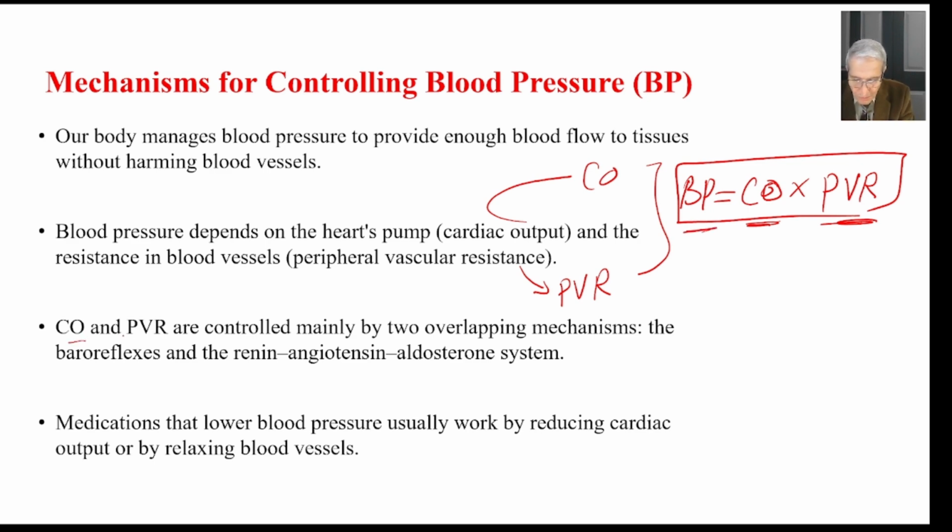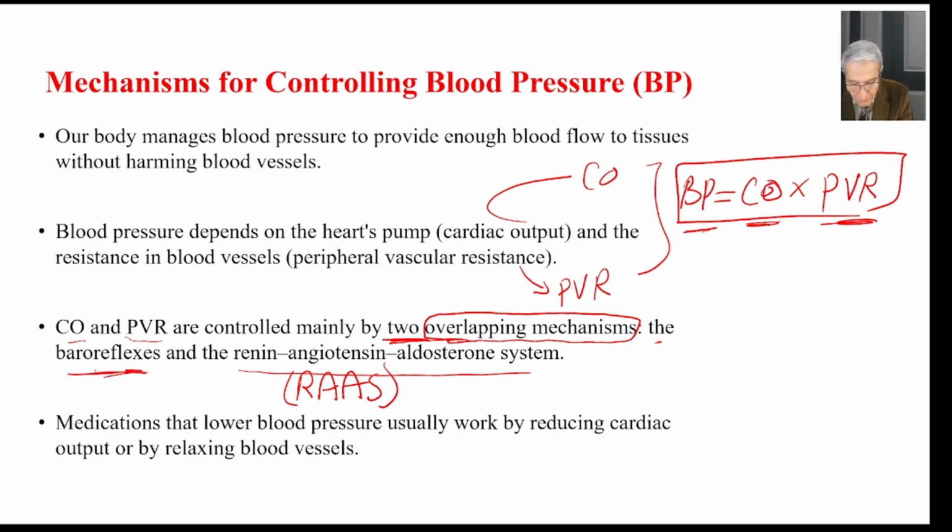Cardiac output and peripheral resistance are controlled mainly by two overlapping mechanisms. This is an important topic and concept in hypertension. We have two overlapping mechanisms: number one, the baroreflex, and the renin-angiotensin-aldosterone system, which you can see here stands for RAS. The baroreflex works on the sympathetic nervous system. So medications that lower blood pressure normally or usually work by reducing cardiac output or promoting relaxation of blood vessels.